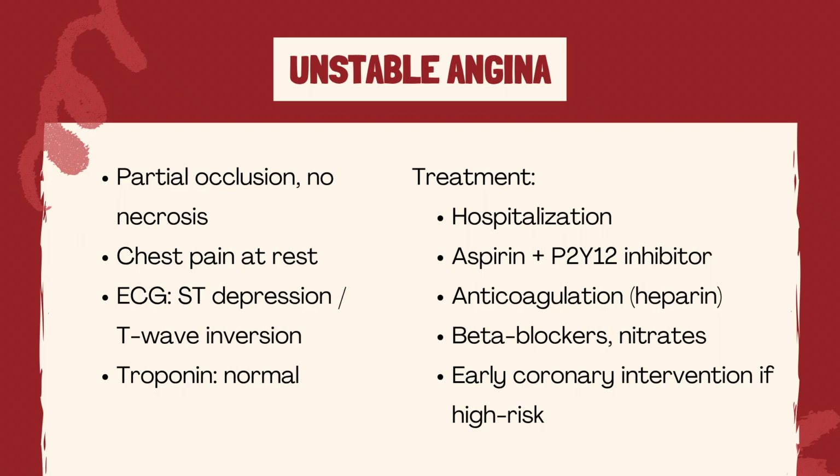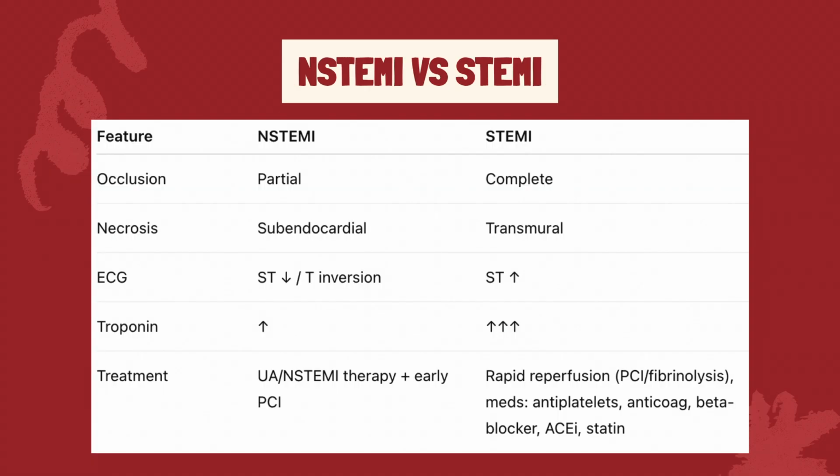and no cell death. Treatment includes hospitalization, antiplatelet therapy, so aspirin and a P2Y12 inhibitor, anticoagulation by heparin, beta blockers, nitrates for symptom relief, and sometimes early percutaneous coronary intervention, PCI in the cath lab, if high-risk features are present.